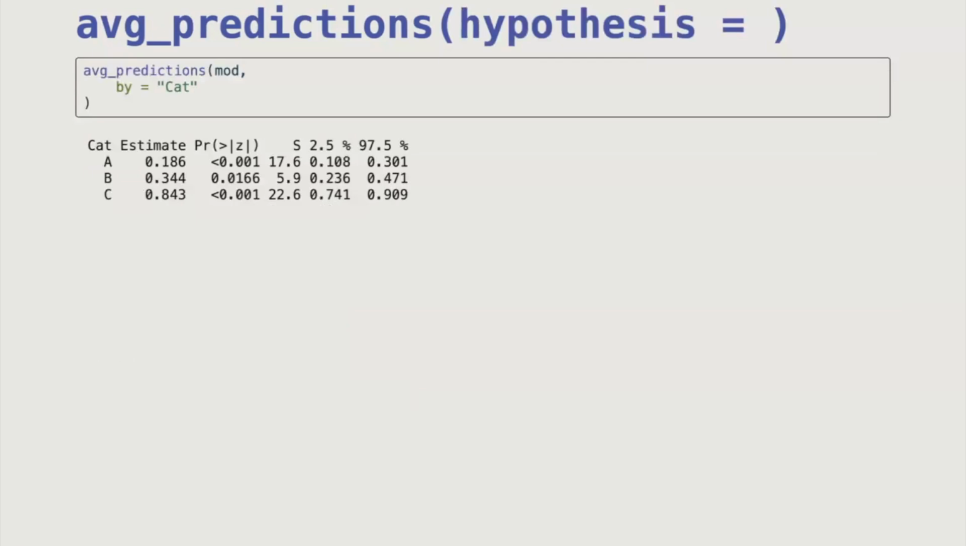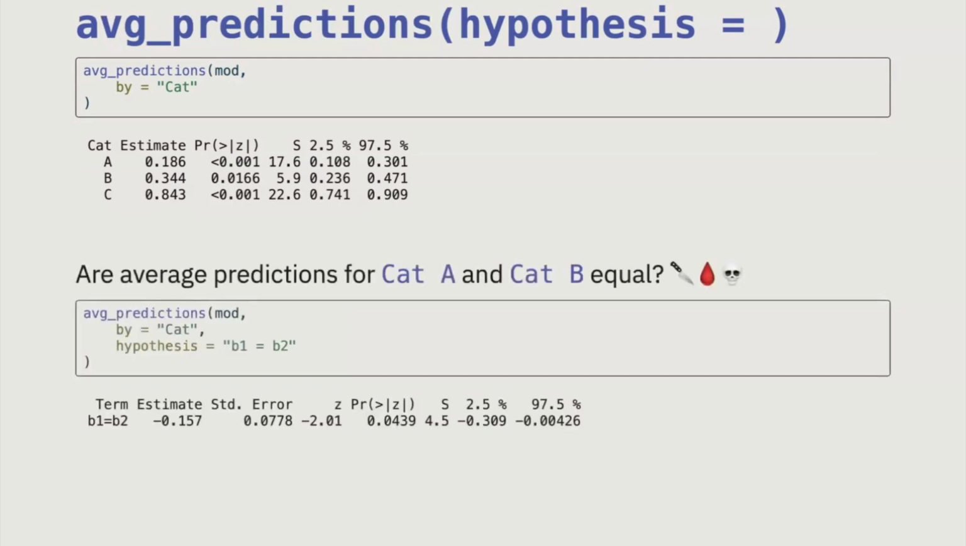So let's say we start with the same command as in the previous slide. There's nothing new here. We just make average predictions for each subgroup. Now imagine that I want to compare these subgroups. I want to say, is the first subgroup bigger than the second one? Or are average predictions in category A and category B equal? So that's the killer feature that I think is really important.